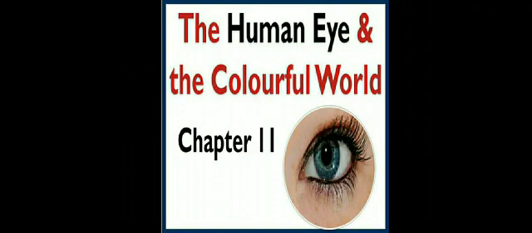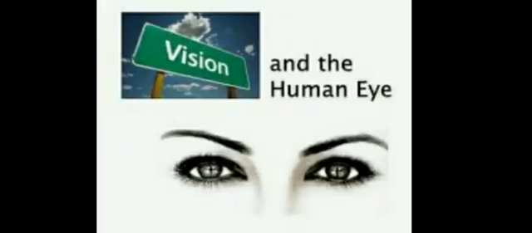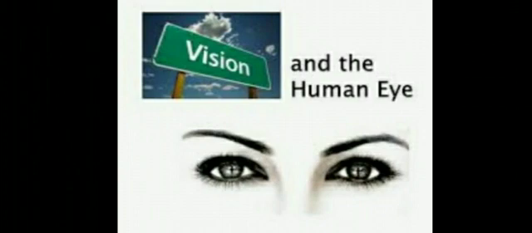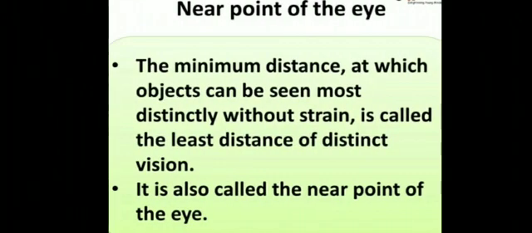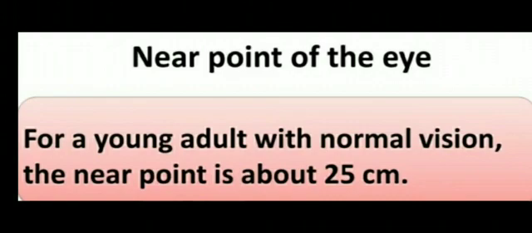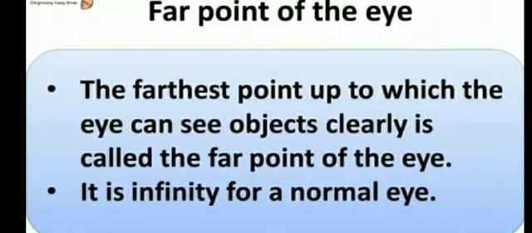Today I will discuss defects of vision from chapter 11, Human Eye and Colorful World. Students, all of you know that we have a pair of eyes which enable us to see things around us over a wide range of areas, that is from 25 centimeter to infinity. 25 centimeter is the minimum distance up to which an eye can see objects distinctly without any strain, and it is called its near point.